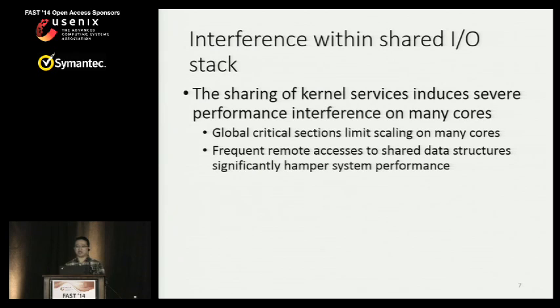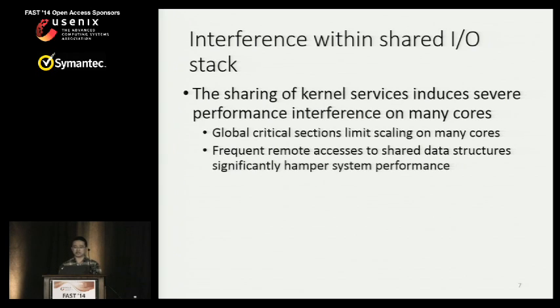So there are two factors that cause severe contention in the I/O stack. First, global critical sections limit scaling on many cores. For example, the journaling block device layer of ext3 protects several buffer lists and internal buffer states with corresponding locks. Second, frequent remote cache accesses will hamper system performance.